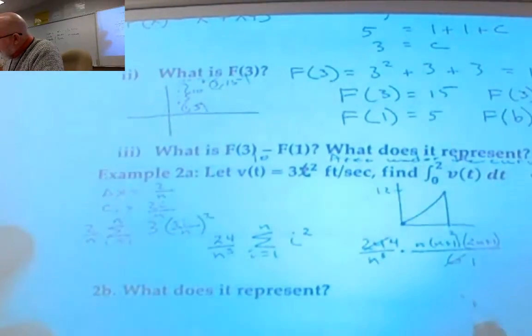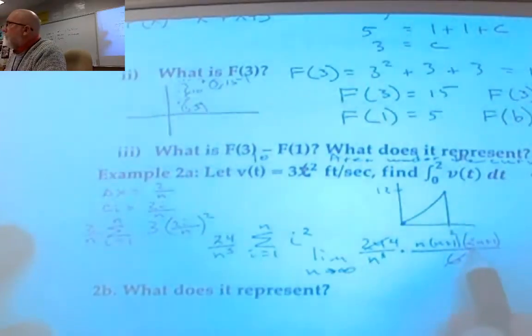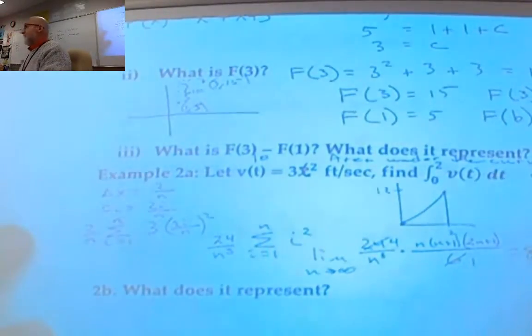Are you okay with that? Do you want me to simplify the n's, or are you okay with that? I'm okay with that. Okay, so are you ready to take the limit? Don't forget about that too, because some people did during the quiz. So what's my answer? 8.